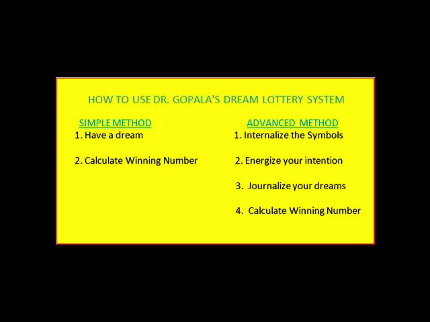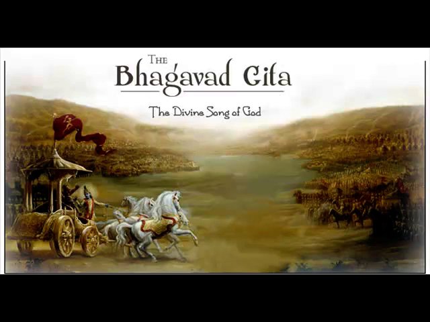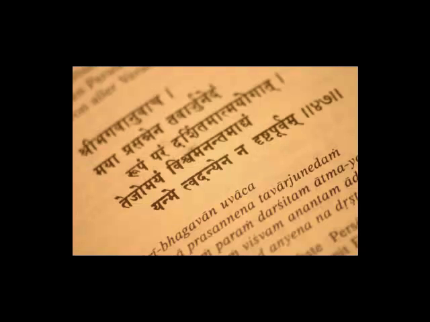When using the simple method, it's only necessary to have a dream and then use the charts to calculate your winning number. The advanced method uses internalization of the symbols and energized intention, journalization of your dreams, and a calculation of the winning number. Everybody starts with the simple system and advances to the advanced system. The advanced system combines the latest findings in noetic science with ancient knowledge revealed in Vedic literature. When used properly, the system significantly improves your chances of calculating a winning lottery number.